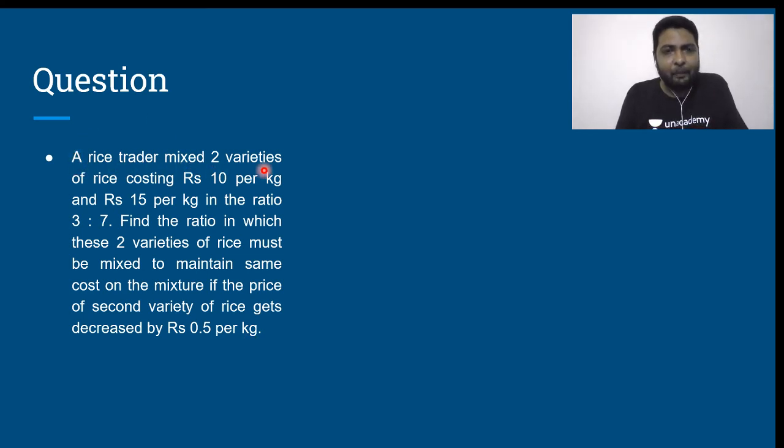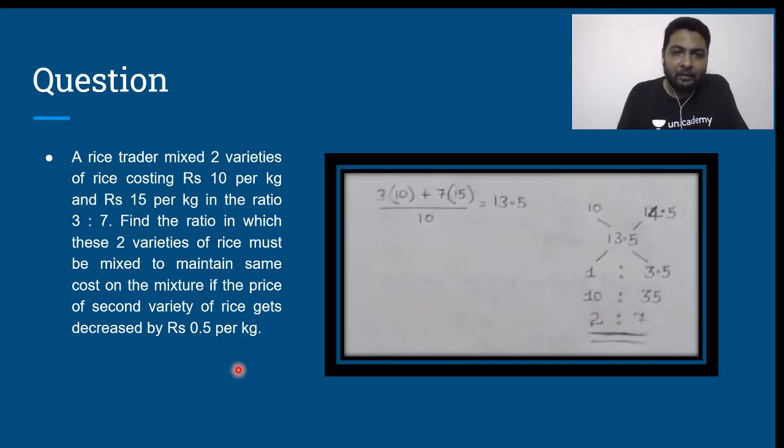A rice trader mixed two varieties of rice costing rupees 10 per kilo and rupees 15 per kilo in the ratio of 3:7. Find the ratio in which these two varieties of rice must be mixed to maintain the same cost of the mixture if the price of the second variety of rice gets decreased by rupees 0.5 per kilo. Let us look at the solution.